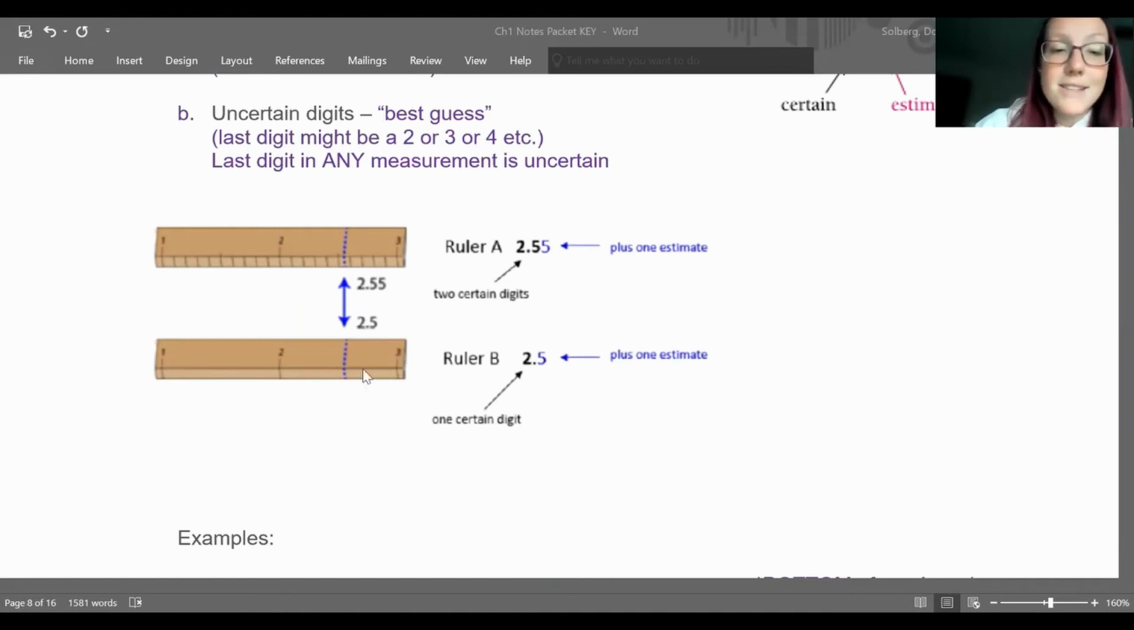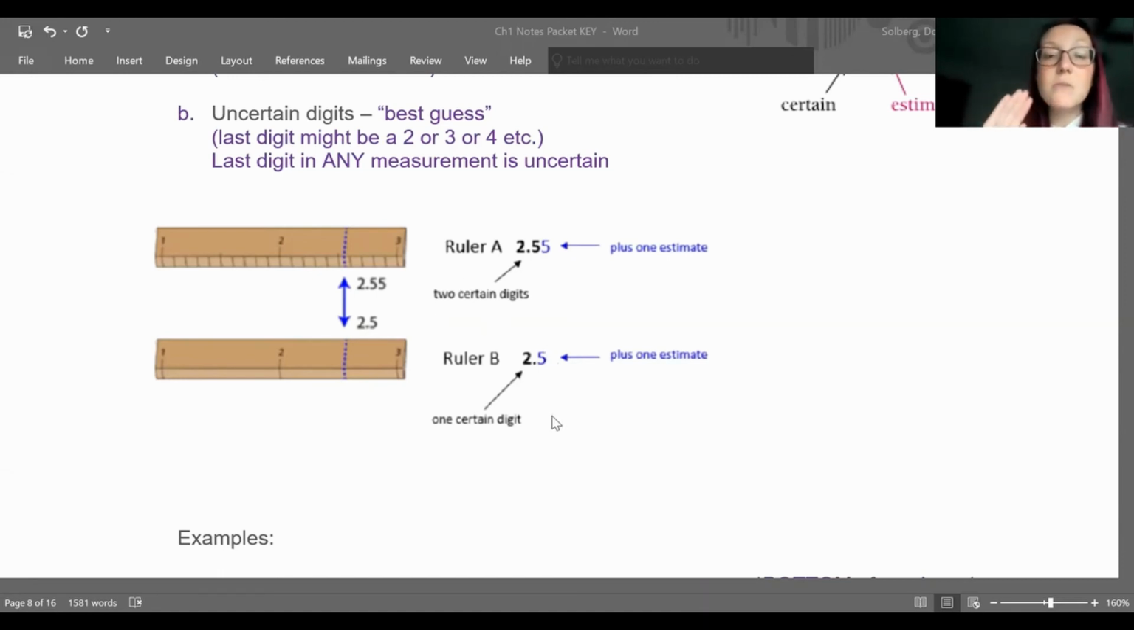Okay, now if you're looking at the second ruler, it doesn't have as many graduations. We can all agree that this line is somewhere between 2 and 3, right? So it's 2 point something. Okay, so that is a certain digit, but I'm actually estimating that that's at about a 0.5. You might think it's at a 0.6 or a 0.4. So that last digit is estimated.